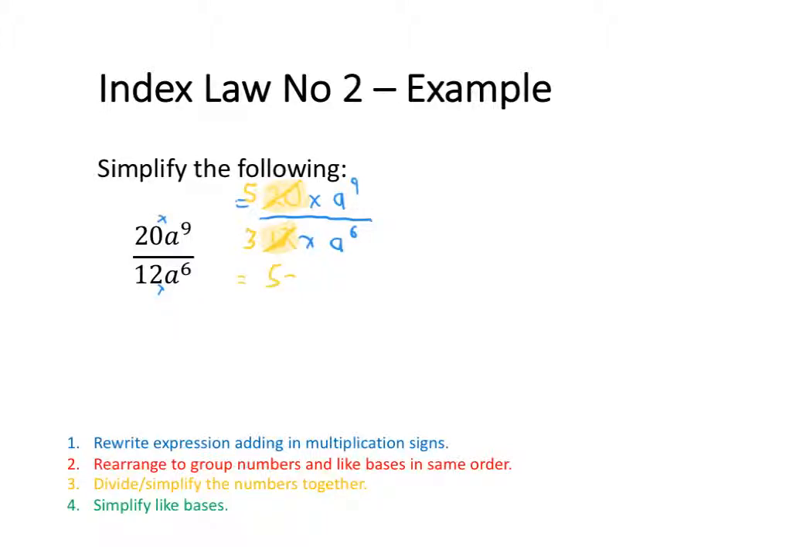So now I've got 5 times a to the power of 9 divided by 3 times a to the power of 6. Now I can't divide or simplify those numbers anymore, so I move on to my last step, which is to simplify any like bases. So remaining in my question, I've got an a to the power of 9 and an a to the power of 6. Now, using the second index law, I know when I'm dividing indices with the same bases, I can subtract the powers. So that is going to equal 5 times a to the power of 9 minus 6, and that is going to be over 3 in my denominator. And that is going to then simplify to 5a to the power of 3 over 3. So 20a to the power of 9 divided by 12a to the power of 6 simplifies down to 5a to the power of 3 over 3.